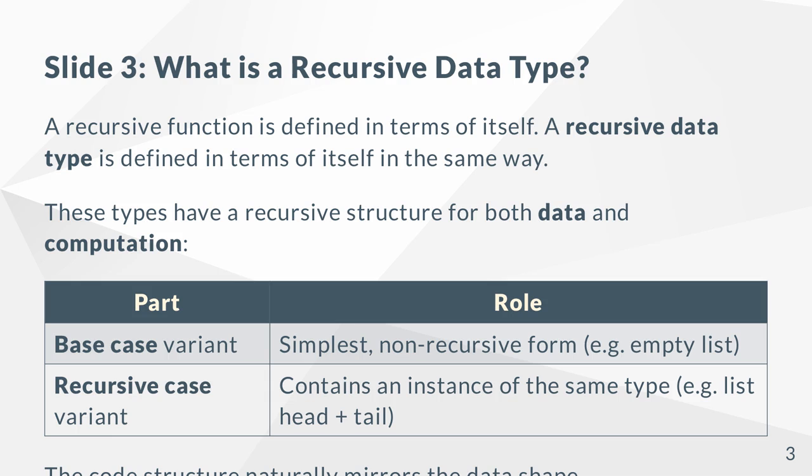A recursive function is defined in terms of itself. A recursive data type is defined in terms of itself in the same way. These types have two variants. The base case variant is the simplest, non-recursive form, for example, an empty list. The recursive case variant contains an instance of the same type, for example, a list head combined with a tail, which is itself a list. The code structure naturally mirrors the data shape. This correspondence is the source of elegance in recursive types.